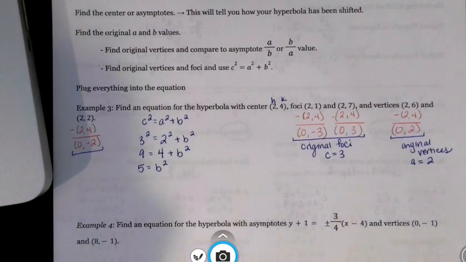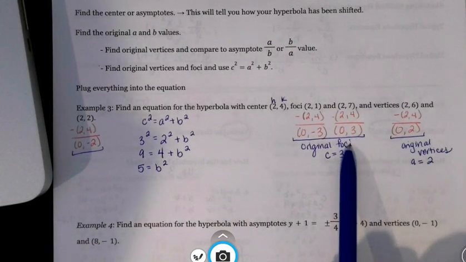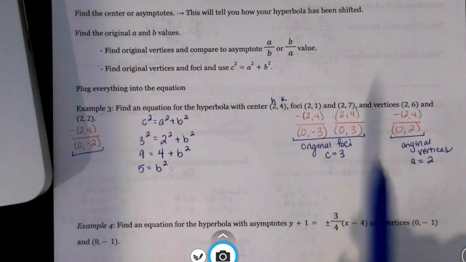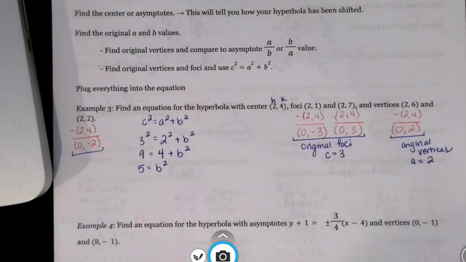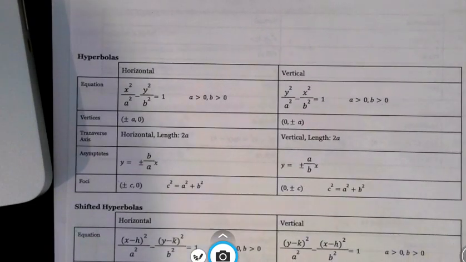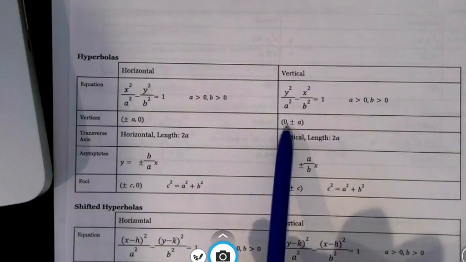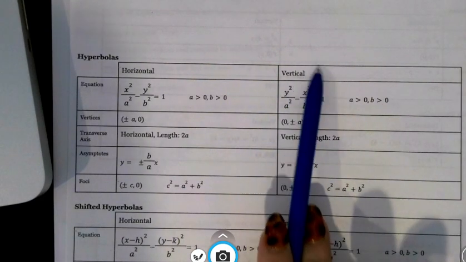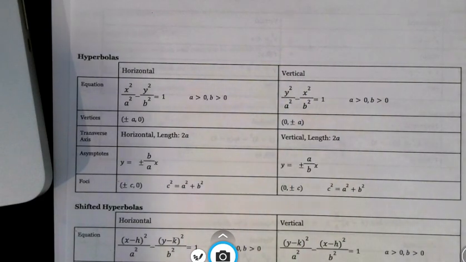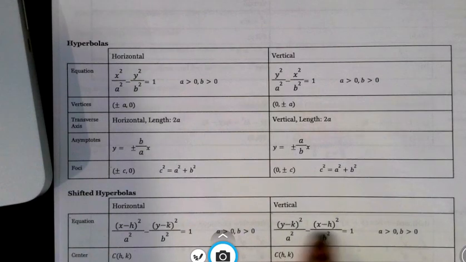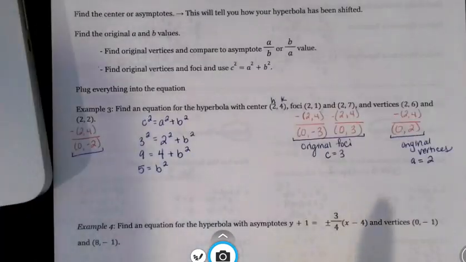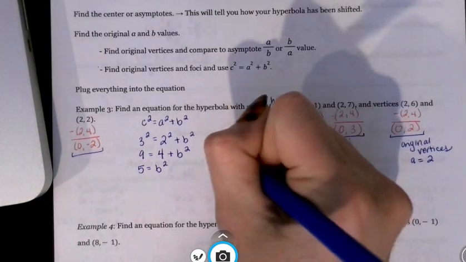So now, looking at how my original foci were written and my original vertices were written, I have 0 first. So when I look at my formula sheet, I'm going to cover it up. The vertices that are written with the 0 first, and the foci written with the 0 first are part of the vertical side for my hyperbola. So I'm going to follow the template for a vertical hyperbola and plug in what I know.